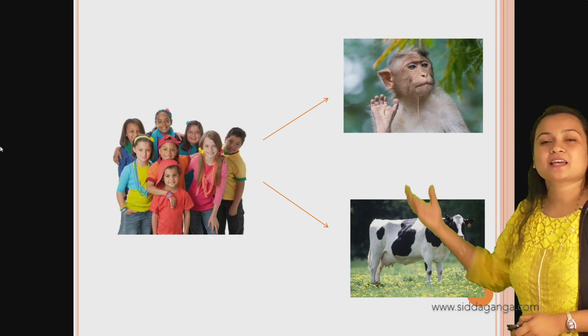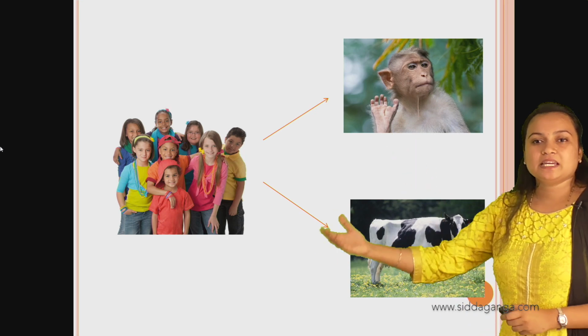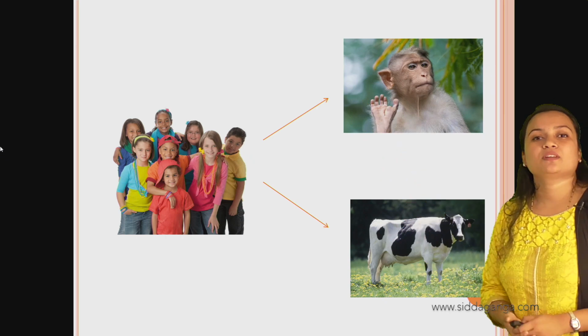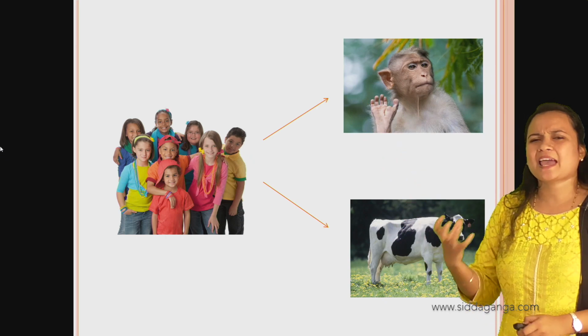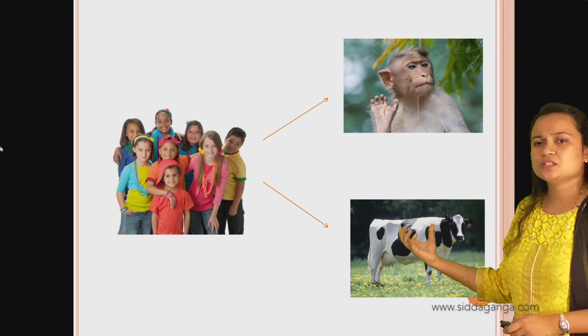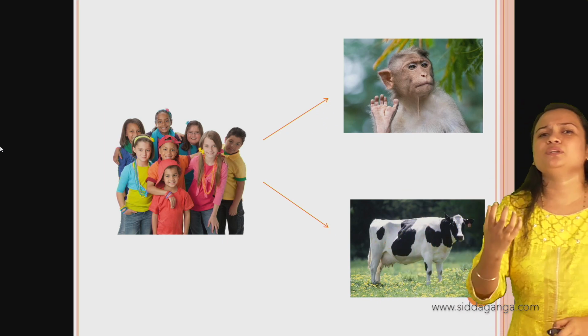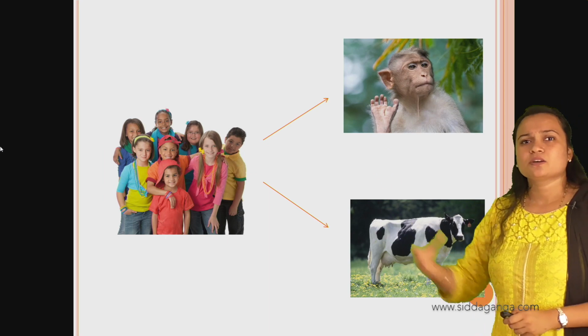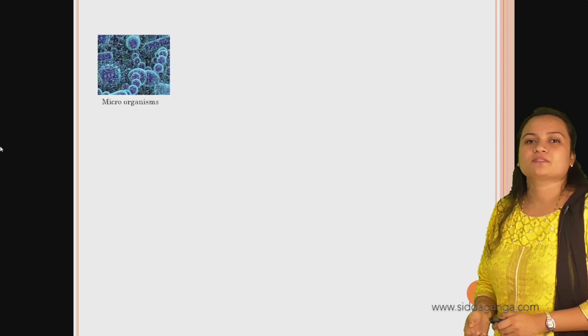So here itself is the biodiversity. Each individual is different from one another. They have unique characters, they have unique designs. Each individual species has a unique design, right? So this itself is the biodiversity.